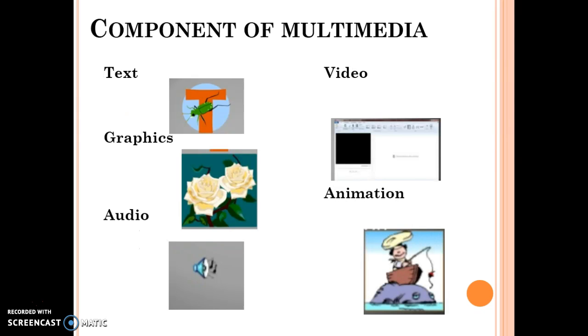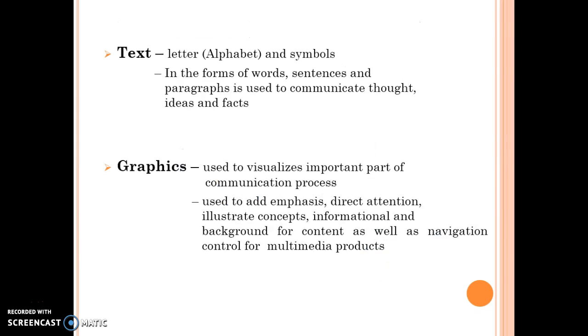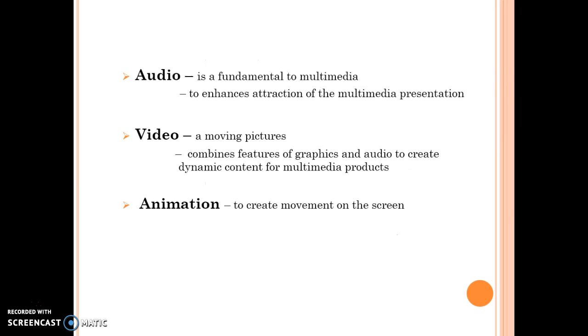Components of multimedia: text, graphics, audio, video, and animation. Text: letters, alphabet, and symbols in the forms of words, sentences, and paragraphs is used to communicate thoughts, ideas, and facts. Graphics, used to visualize, is an important part of the communication process, used to add emphasis, direct attention, illustrate concepts, inform, and as background for content, as well as navigation control for multimedia products.